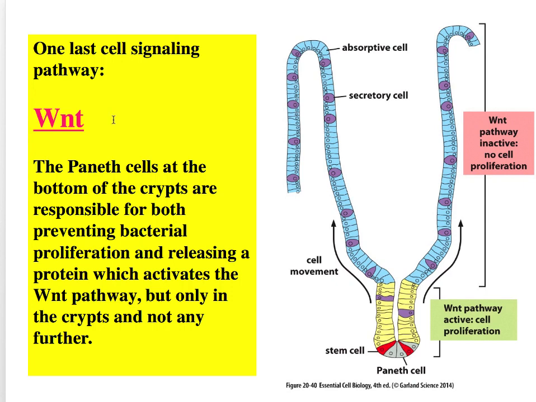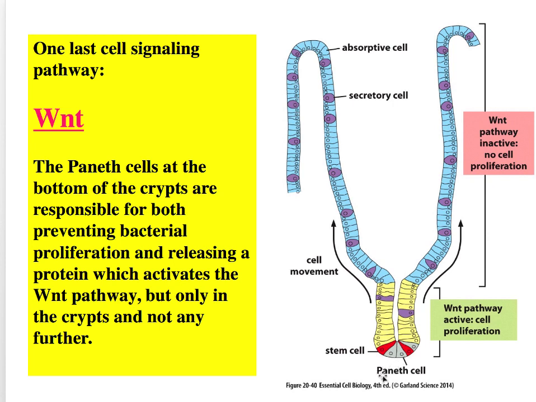Further investigation of how the crypts work in the gut has revealed the existence of a protein called WNT, that's part of a cell signaling pathway. Now we'll see how WNT works in the cancer part of this chapter, but for now it's important to realize that the Paneth cells in the base of the crypt alongside the stem cells are responsible for releasing this protein as a growth factor into the crypts.